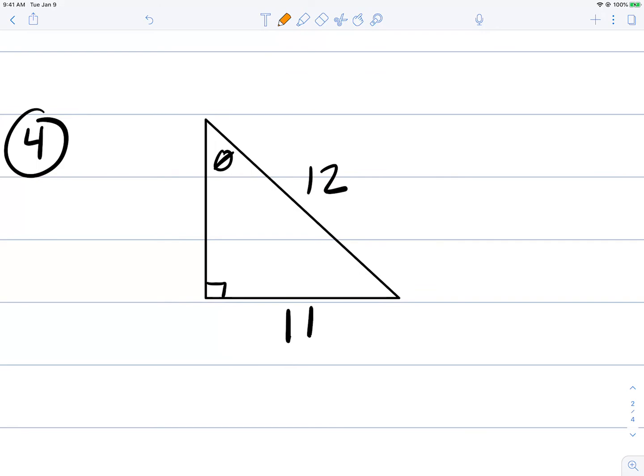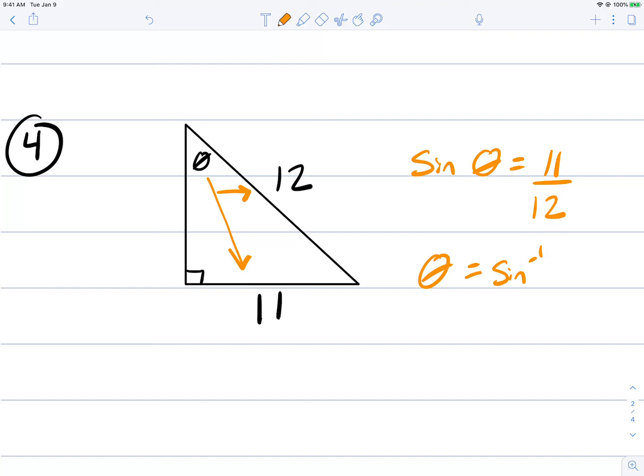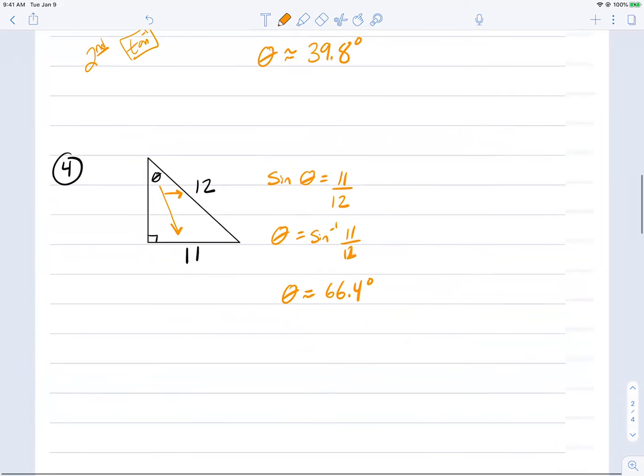So this problem here, we have opposite and we have the hypotenuse, which means this is the sine of theta equals the opposite over the hypotenuse. So again, to find theta, I'm going to do the inverse sine of 11/12. So in my calculator, I'm going to go 11 divided by 12. I'm going to hit equals, and then I'm going to hit that inverse sine, or whatever version you need to do, and I get that theta is about 66.4 degrees. So that angle is about 66.4 degrees.